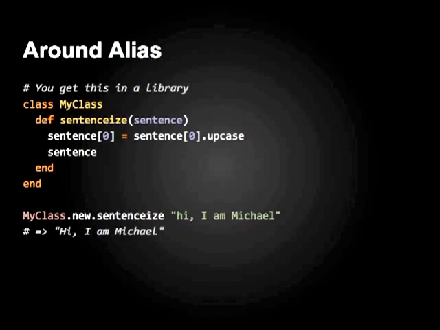So MyClass.new.sentence_size("hi, I'm Michael") will capitalize the first letter, and we can almost go on our merry way. It's not really a sentence. It doesn't have a period at the end. There's no punctuation. So maybe it'd be fine for an IM, but it's not really a sentence. So we'd like to modify this to add a period at the end.